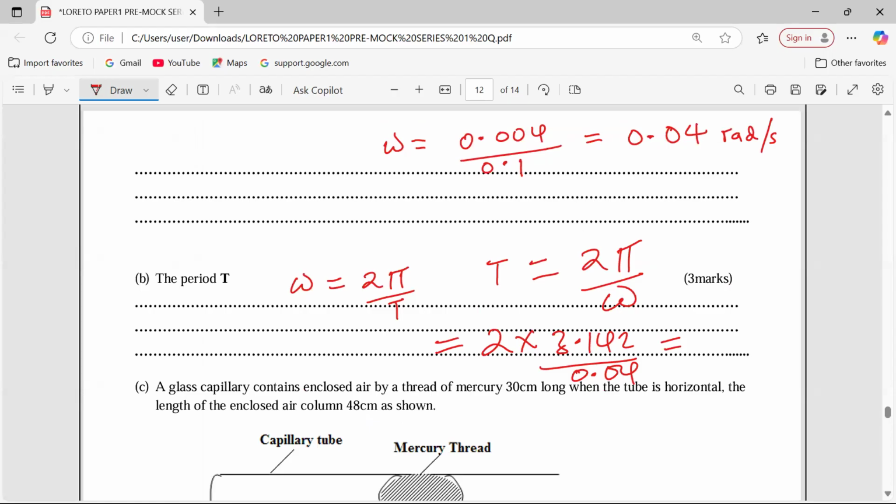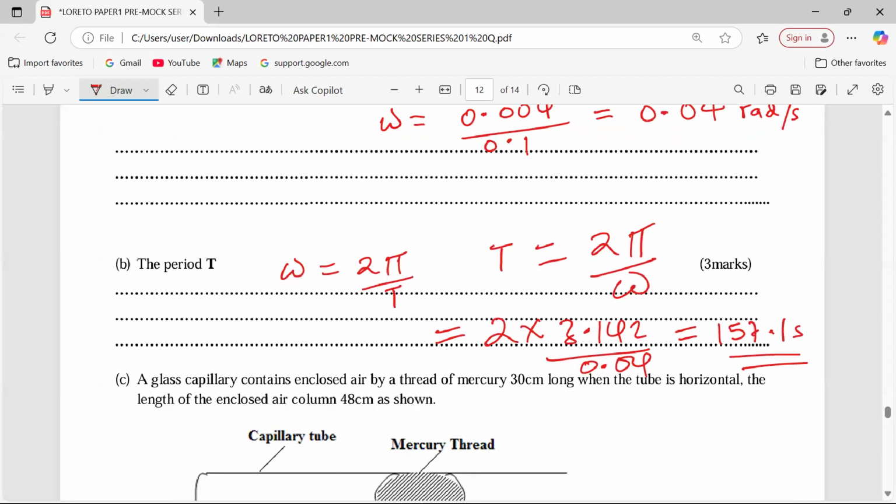So 2 multiplied by 3.142 divided by 0.04. This gives us 157.1 seconds. That is the periodic time.